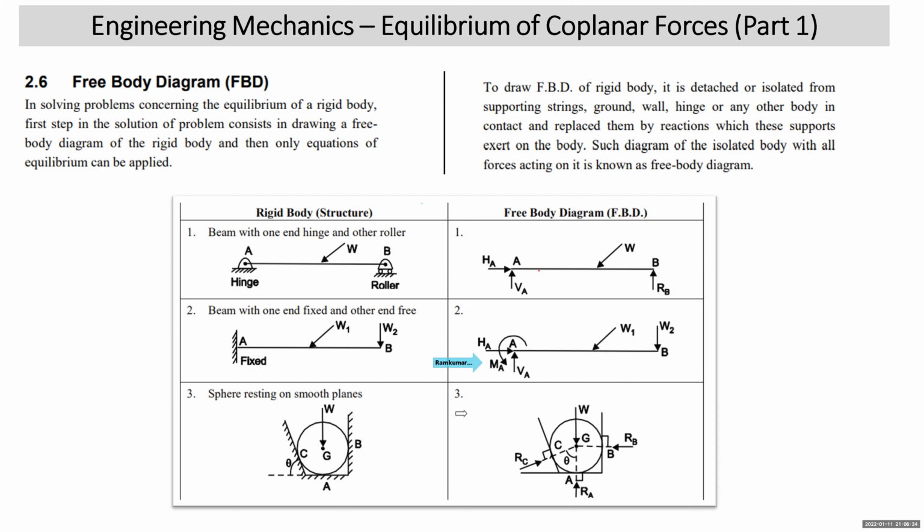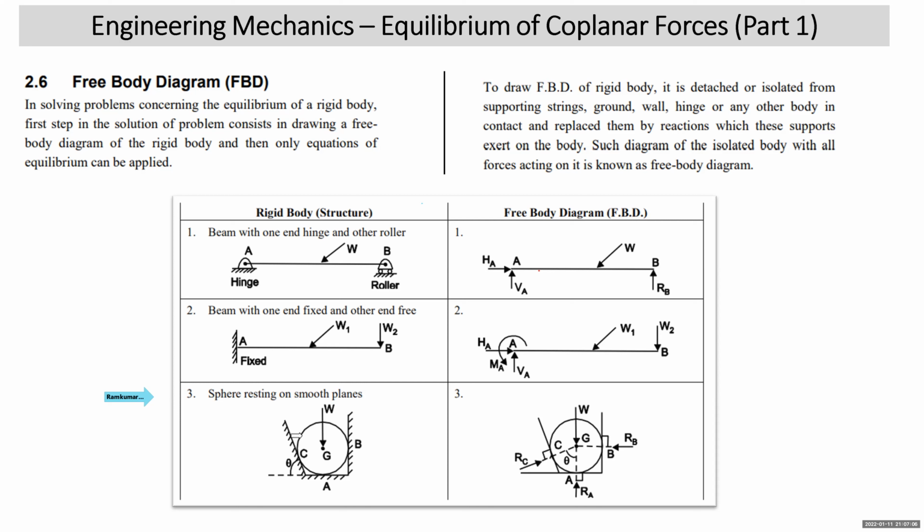Now, we take the third example. In the third example, there is a sphere which is resting on three smooth planes. One is horizontal, another is vertical, and the third one is inclined. Now, we need to understand that in a coplanar force system, a sphere, cylinder, wheel, disc, or roller are all indicative of a circular body only.